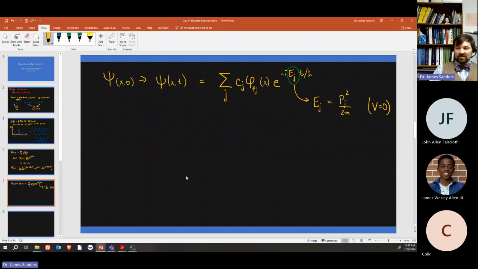So basically what this means, in terms of our states, is that state 1, which is the minus state, is (P naught minus delta p) squared over 2m.